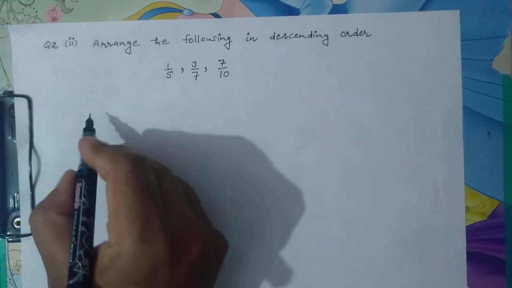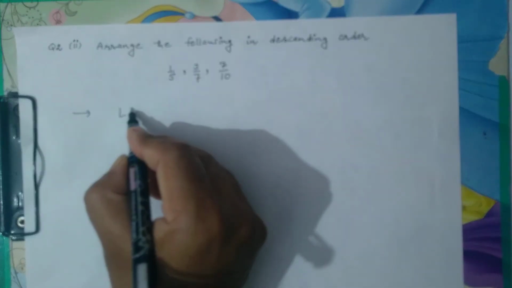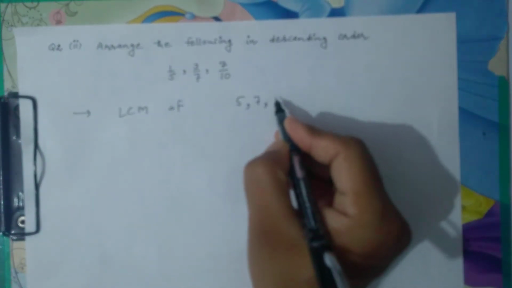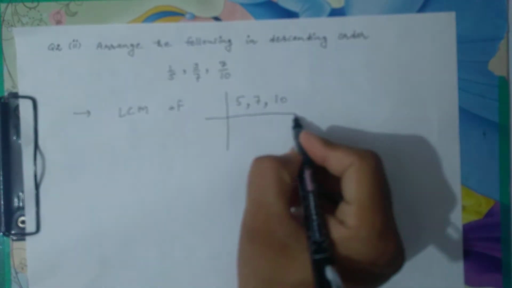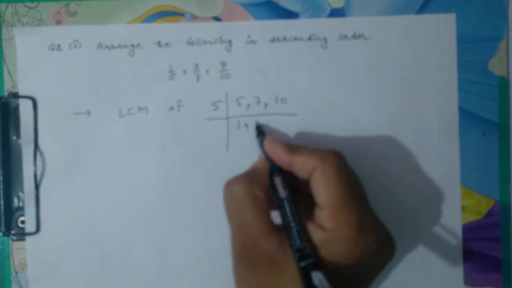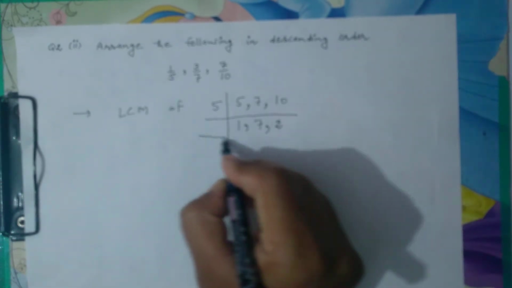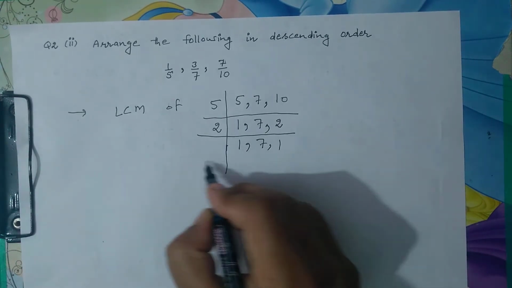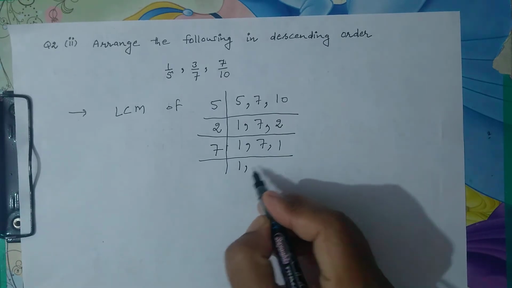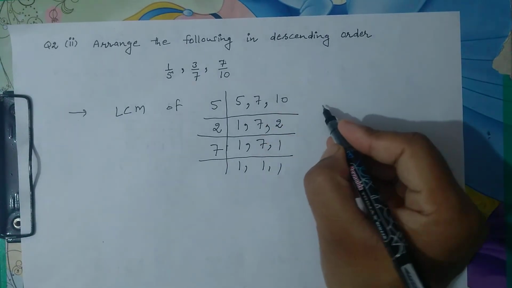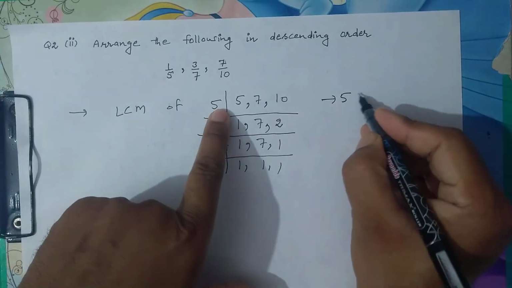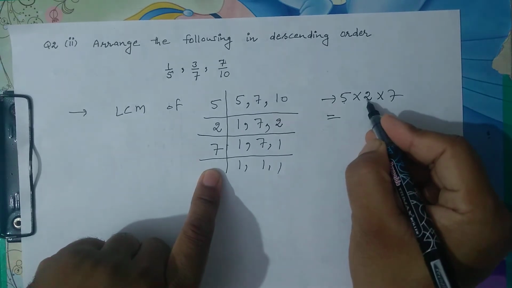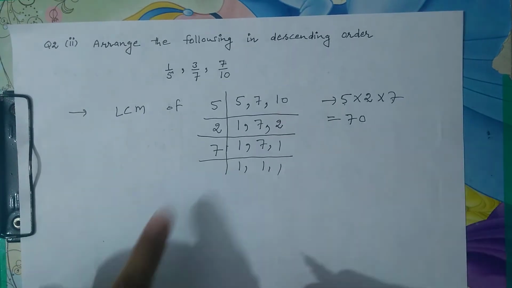Similarly, we have the second part. So how to solve the LCM of 5, 7, 10? Dividing by 5, we get 1, 7, 2. Now again dividing by 2, we get 1, 7, 1. Next dividing by 7, we get 1, 1, 1. So the LCM is 5 into 2 into 7, which is equal to 5 2s are 10, 10 into 7, 70.